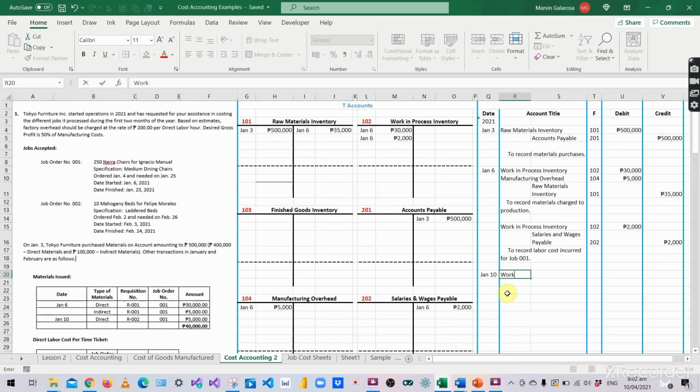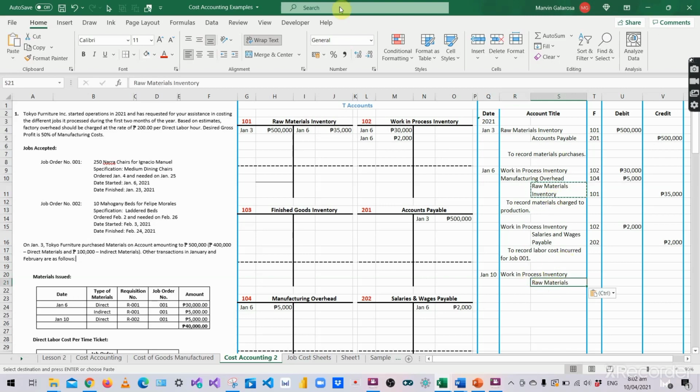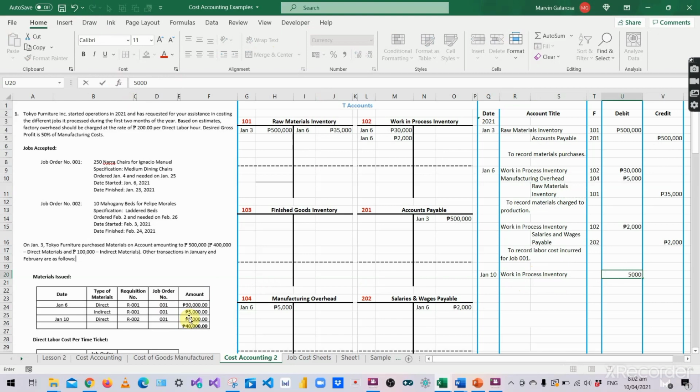Record tayo ng debit work in process. Dito mapupunta yung chinarge na direct materials. Credit naman tayo ng raw materials inventory. So, debit work in process, how much? 5,000 pesos. Credit raw materials inventory, ₱5,000.